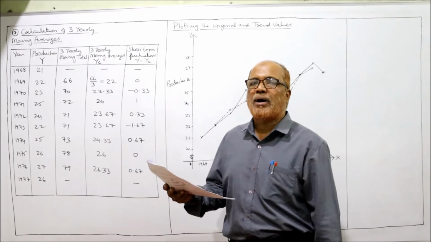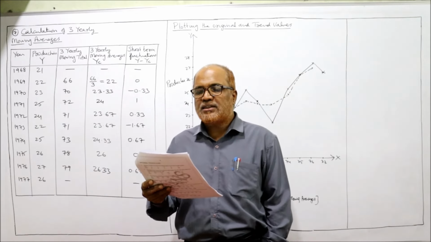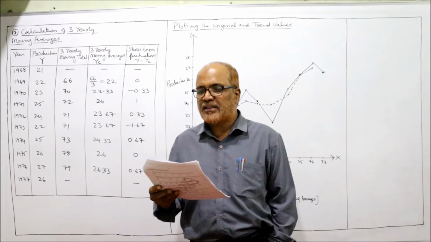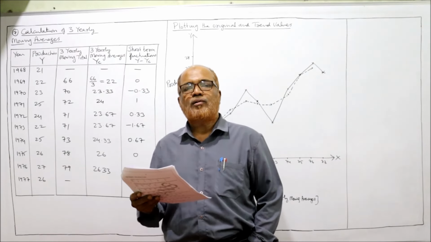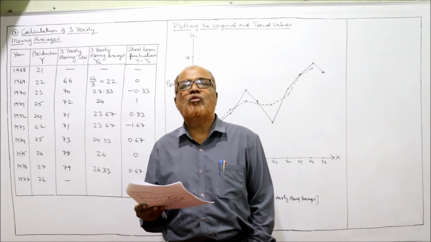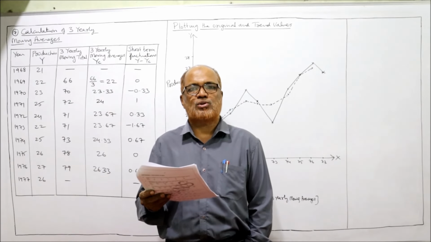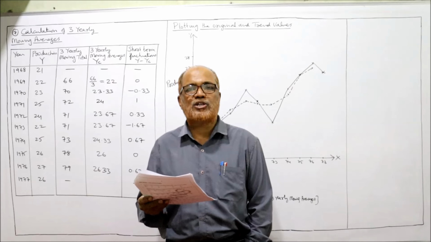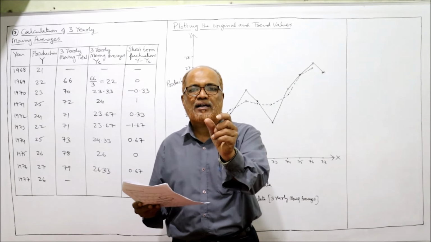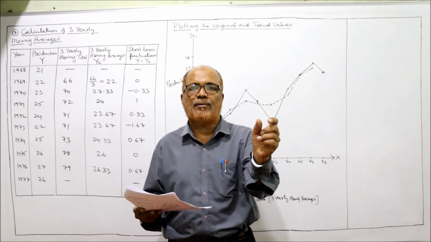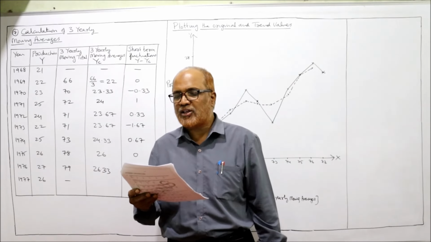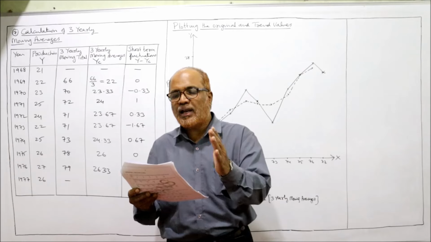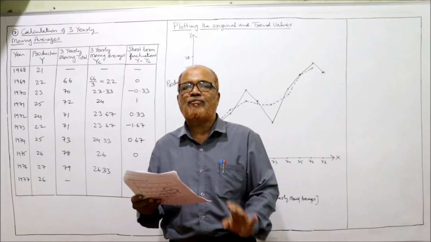Now the 7th problem I'm reading out. Using 3 yearly moving averages, determine the trend and short-term fluctuations. So trend means we have to calculate the 3 yearly moving average, that is the trend values, and short-term fluctuations mean actual data minus trend data. Actual values minus trend values will give short-term fluctuations. Plot the original and trend values on the same graph paper.